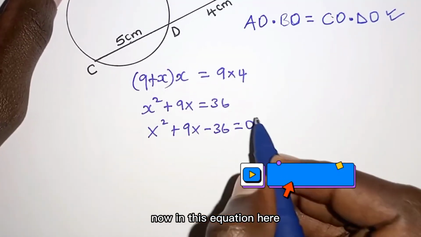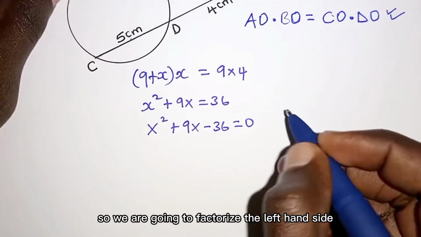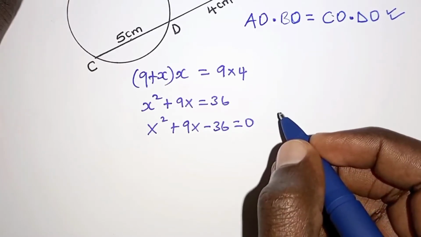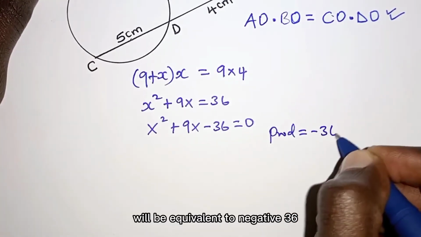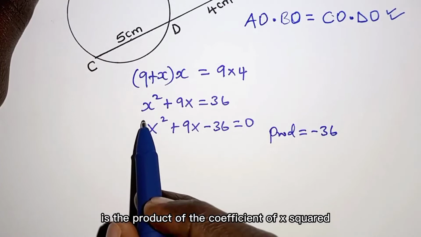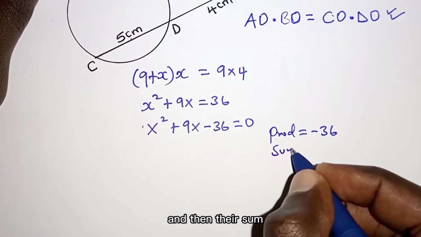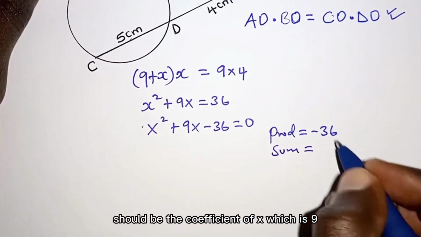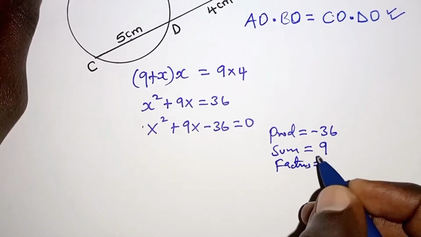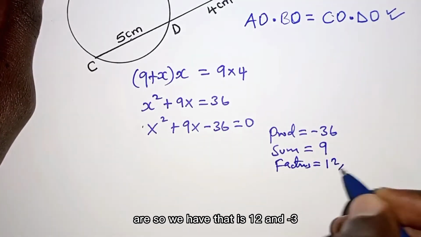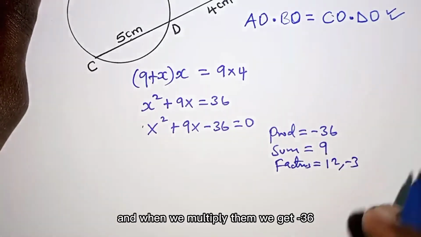Now, in this question, I'm going to use the factor method. So we are going to factorize the left hand side. We are going to look for two factors such that their product will be equivalent to negative 36. Negative 36 is the product of the coefficient of x squared, which is 1, times negative 36, the constant term. And then their sum should be the coefficient of x, which is 9. Now those factors are 12 and negative 3. 12 plus negative 3 is 9, and when we multiply them, we get negative 36.